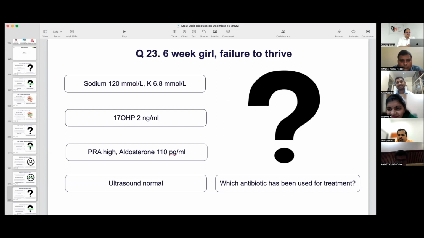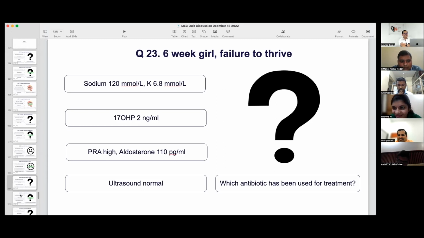Dr. Aniket? Is it nitrofurantoin? No. And now I think we'll go to Dr. Somaya. I think this was a... Chloramphenicol also. No. Chloramphenicol. We got pretty much all the antibiotics done.